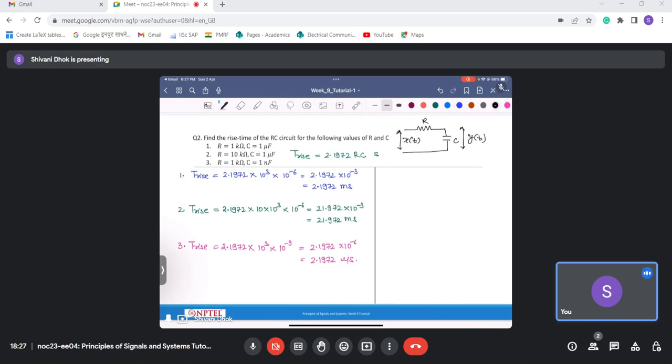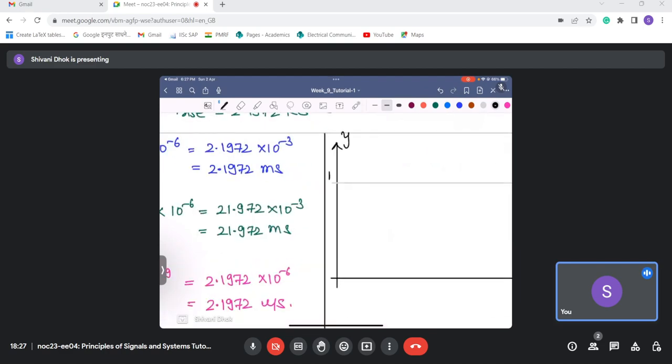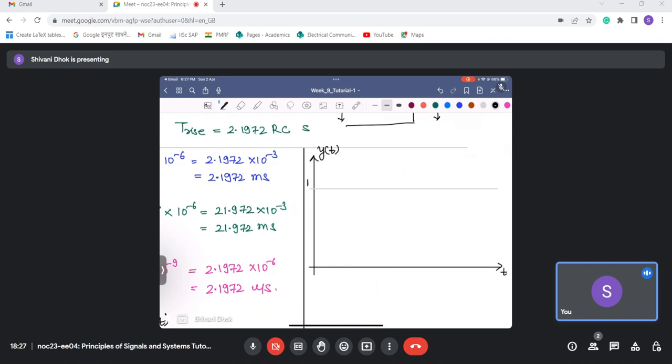Now let us try to understand this with the help of a graph. Note that the output, this y of t, is basically equal to 1 minus e power minus t by RC into u of t. Let's say this is my y of t axis, this is my t axis, and this is 1, which is the maximum value of output that it can get. If I consider the first case, then the output goes something like this. We know that, let's say, this one is 0.9 and this one is 0.1.